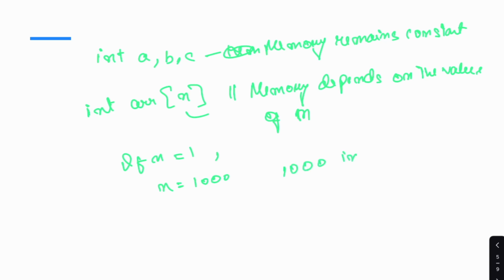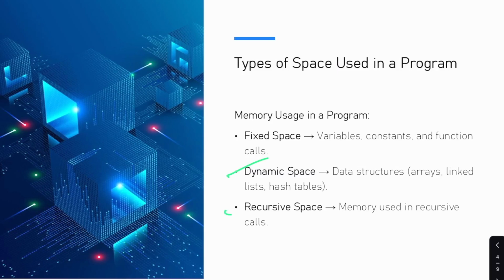1000 integer spaces are going to be needed in the memory. These are called the dynamic space. Let's see the third one, recursive space. Recursive space means when a function calls itself, each call creates a new stack frame in the memory.